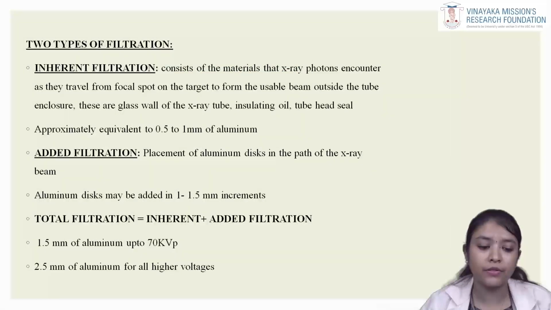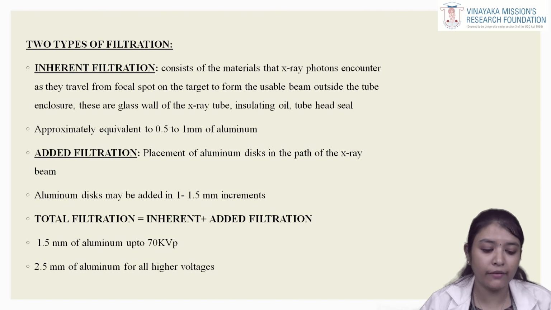There are two types of filtration: inherent filtration and added filtration. Inherent filtration consists of materials that X-ray photons encounter as they travel from the focal spot on the target to form a useful beam outside the tube enclosure. This is made up of 0.5 to 1 mm of aluminum thickness. Added filtration is an aluminum disc which is placed in the pathway of the X-ray beam. The aluminum disc is 1 to 1.5 mm thick. Total filtration is inherent filtration plus added filtration.